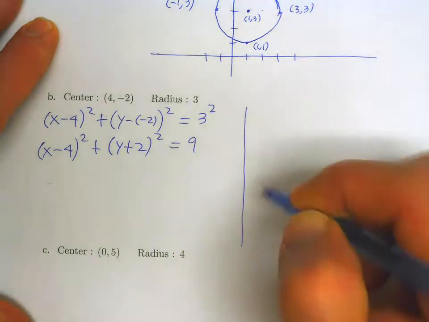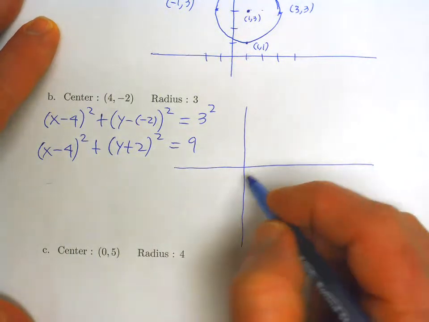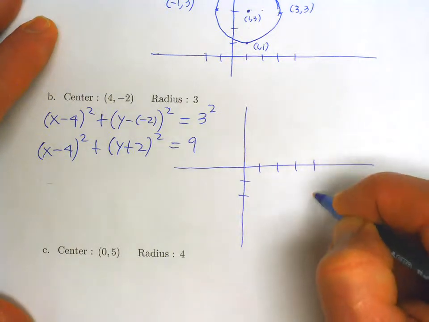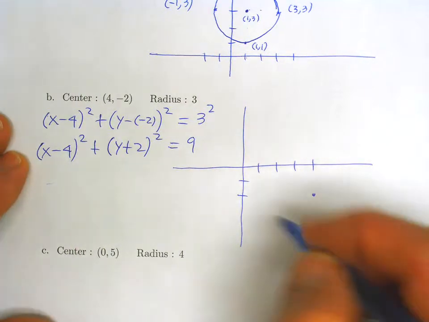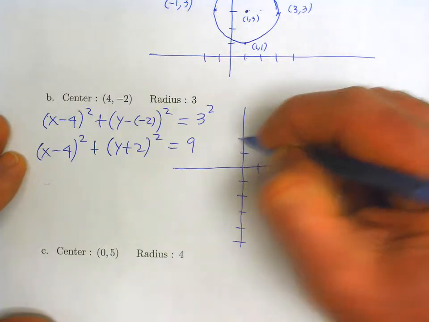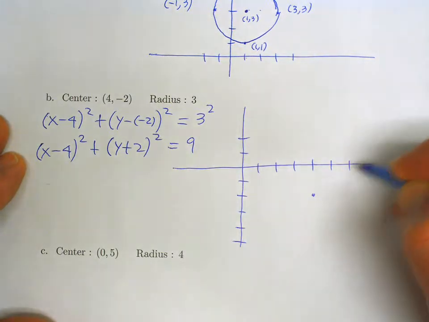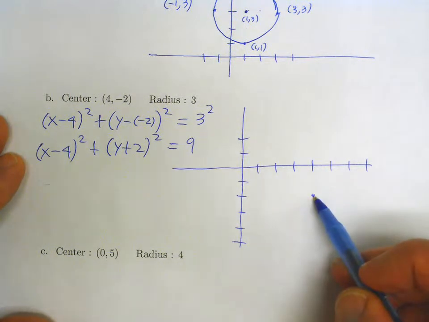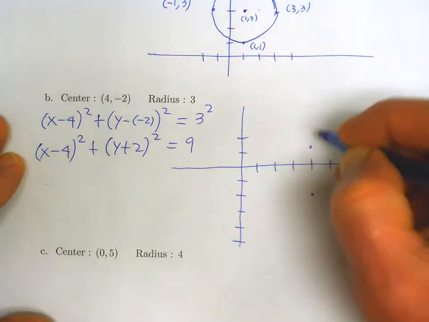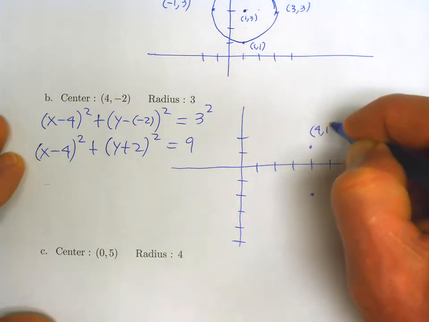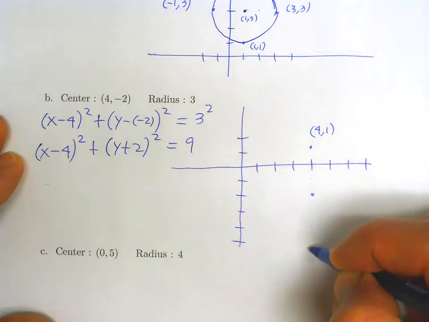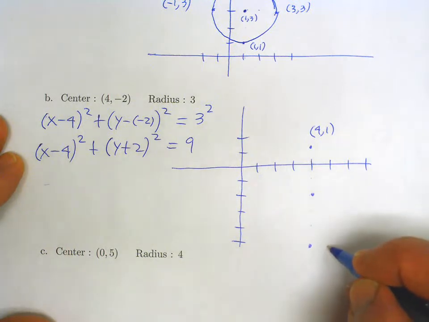Okay, so we'll go ahead and graph this. The center is 4, -2, and the radius is 3. From the center, if I move up 3 units, here I'm at 4, 1. And if I move vertically down 3 units, this point is 4, -5.